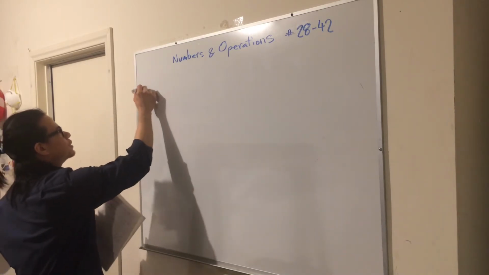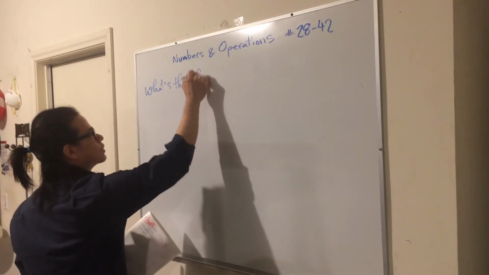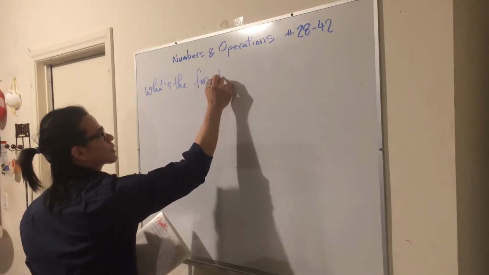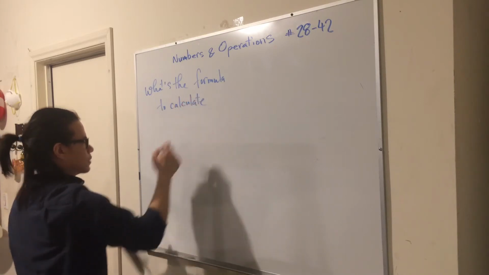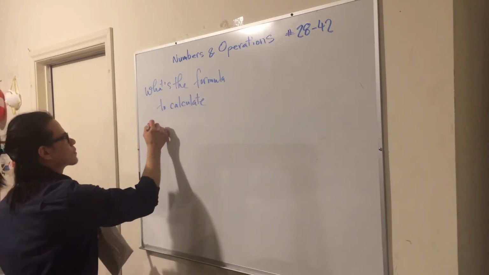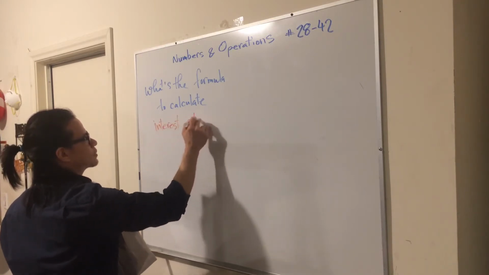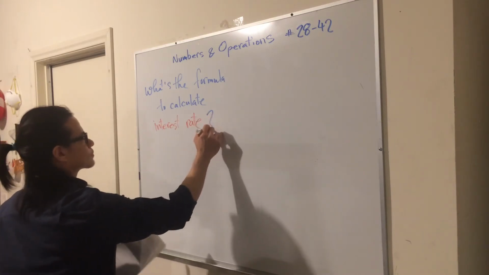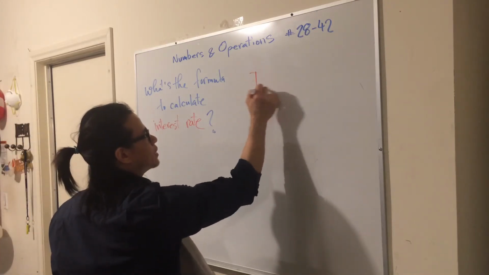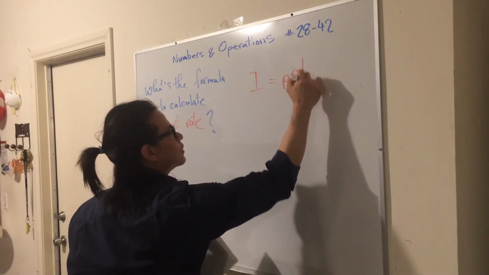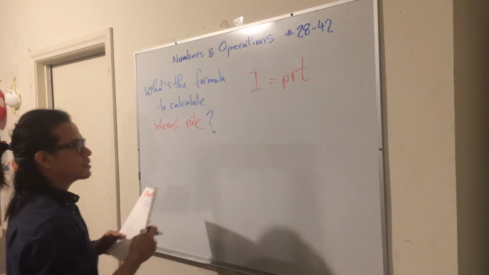Okay, so what's the formula to calculate interest rates? So simply put, let's give it to you right here. I equals PRT. Okay? Each of these variables represents a little something here.